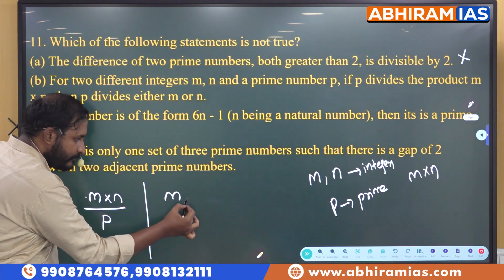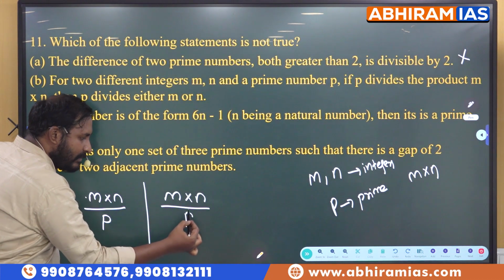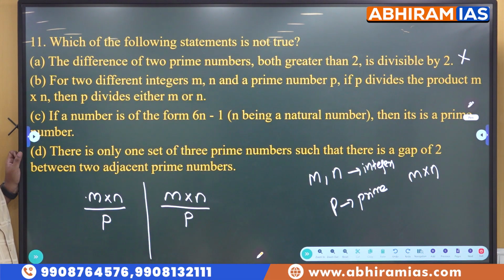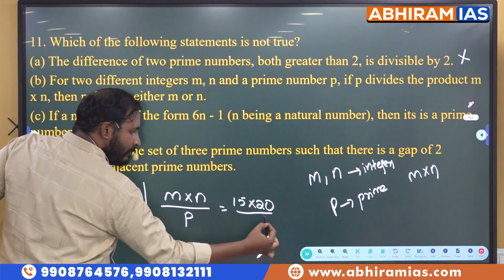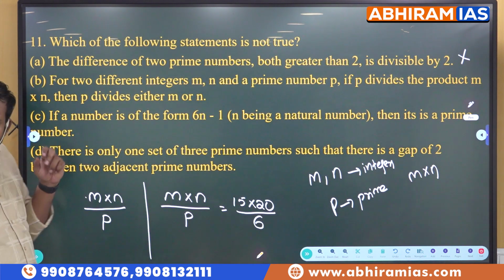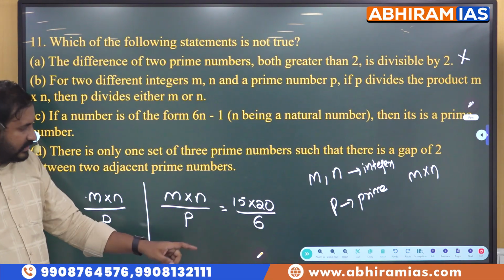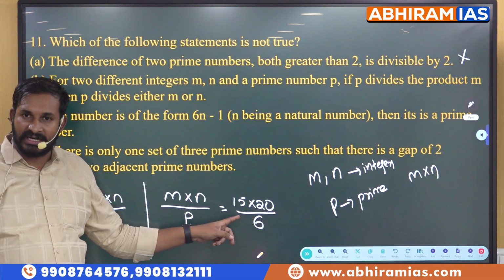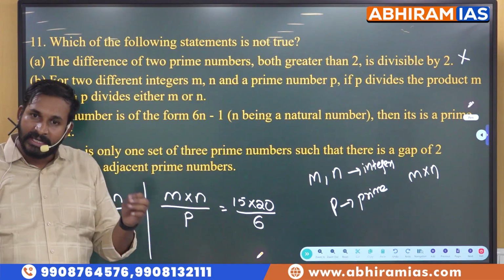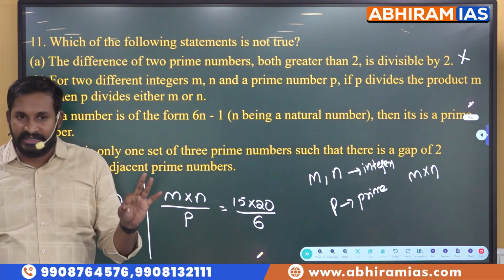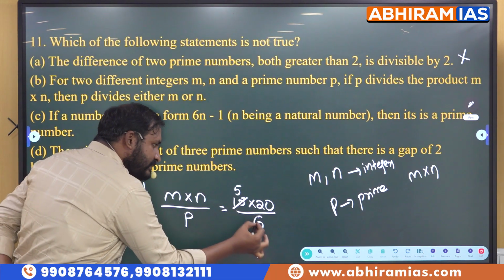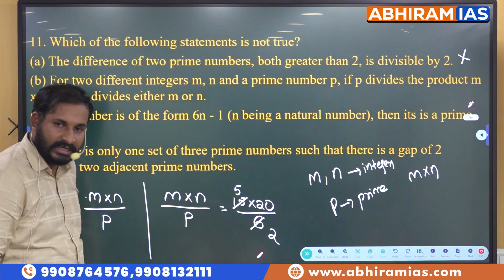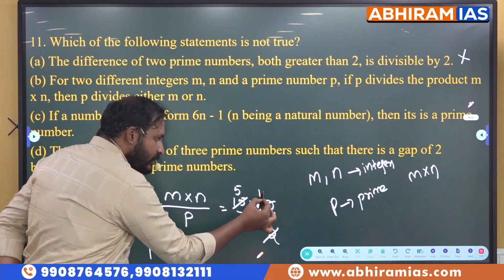Now I will take one more example. M into n, and I will not say that p is a prime number. It can also be an integer. Now please see here, students. 15 into 20 by 6 is there. It is satisfying the given condition, right? P is not a prime number here. M, n and p, all the three are integers. So in the 3 table, 3 5s, 3 2s. Next in the 2 table, 2 1s, 2 10s.